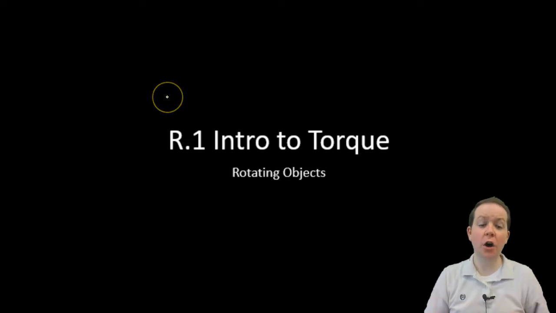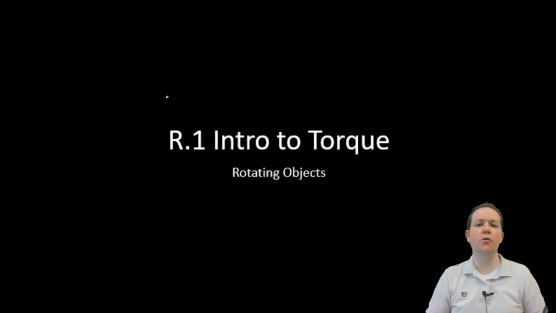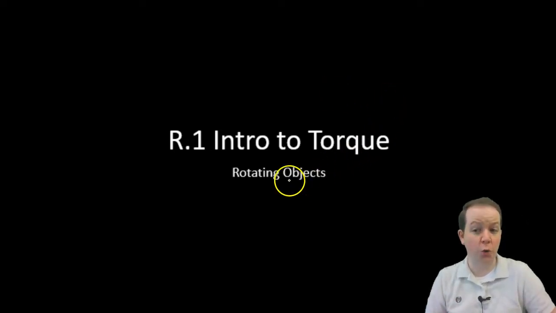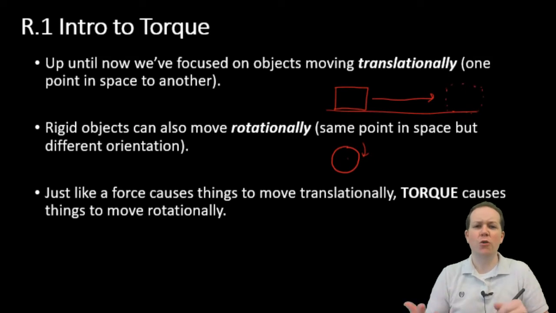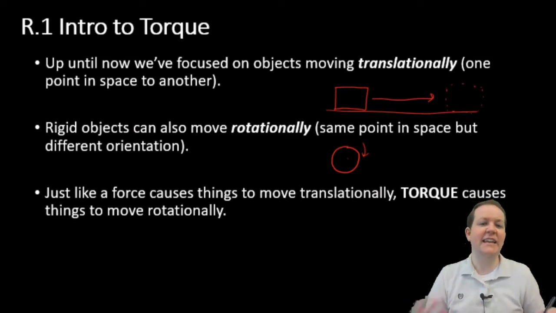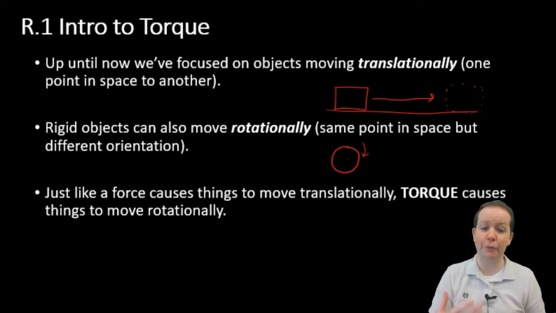Welcome everybody, R.1, a new sequence of videos where we start looking at objects that are now rotating. We'll see what that means compared to how we've been looking at things traditionally and introduce the first term for this unit, something known as torque, okay? Well, we're kind of changing our mindset in terms of how we're approaching the motion of objects.